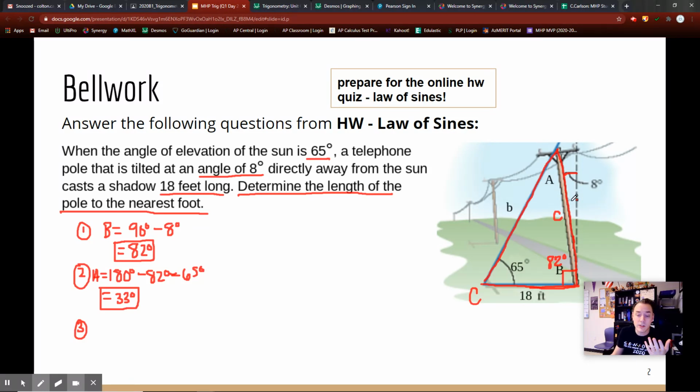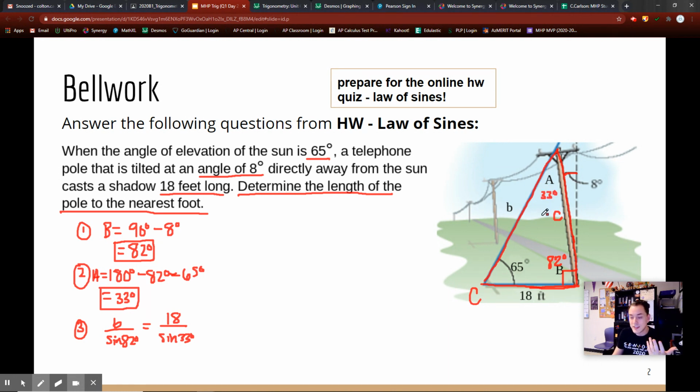Now, there's a couple ways to do this. You could solve for B, and that would probably take the longer route, and that's completely fine. You could solve for B and set it up like this: B over sine of 82 equals 18 over sine of 33. Now, 18 is just this length right here, all over sine of 33 because A is 33 degrees right here, and then you can solve for B.